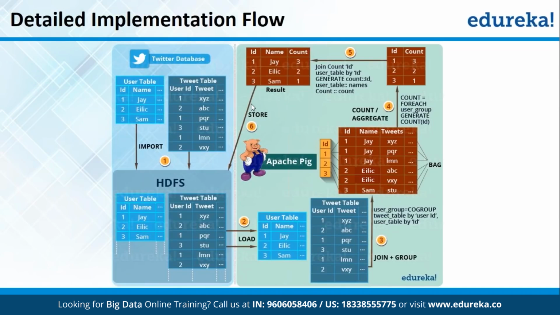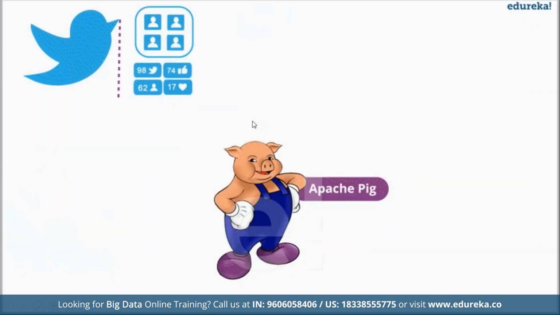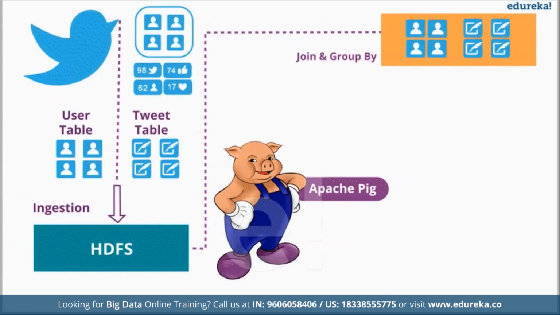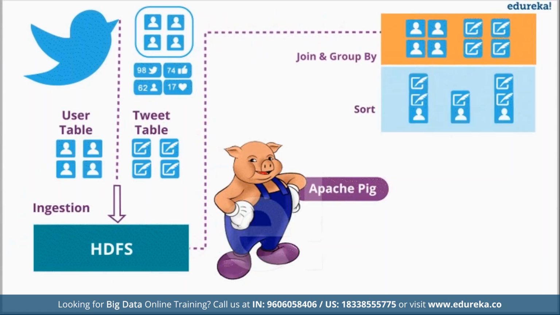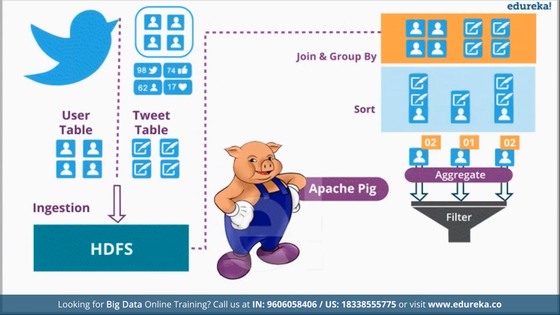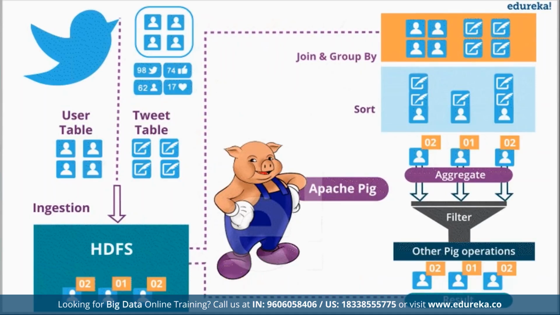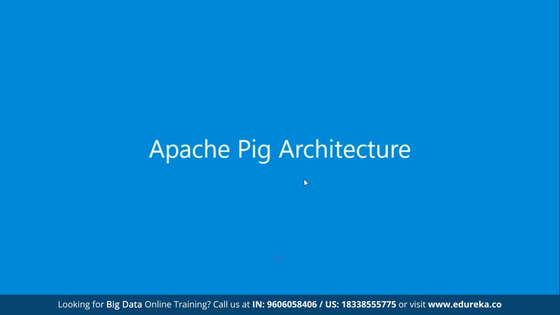Let's move on to the next slide, which is nothing but the animated representation of the exact same flow that we saw right now, which will give you a better perspective. The very first step is that the user table and tweet table are moved to HDFS. Then they are joined and grouped by Pig. The data is sorted and aggregated, finally filtered to get the count of tweets per user, and the result is dumped back to HDFS.